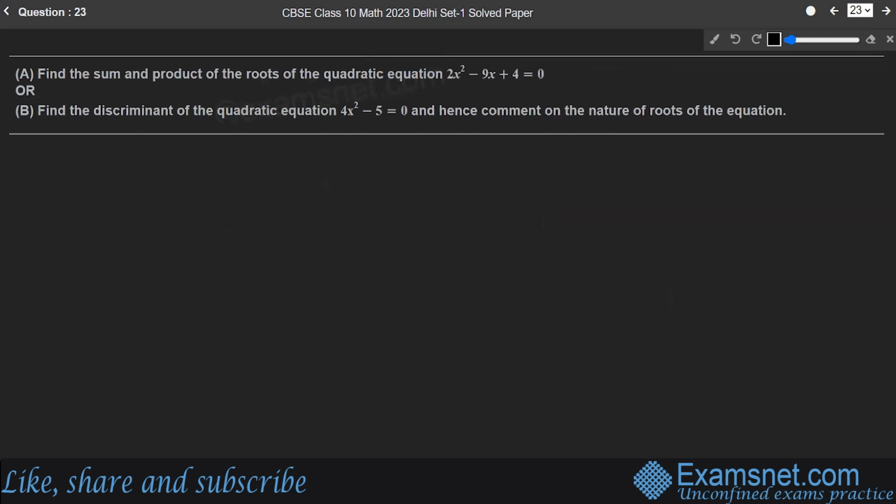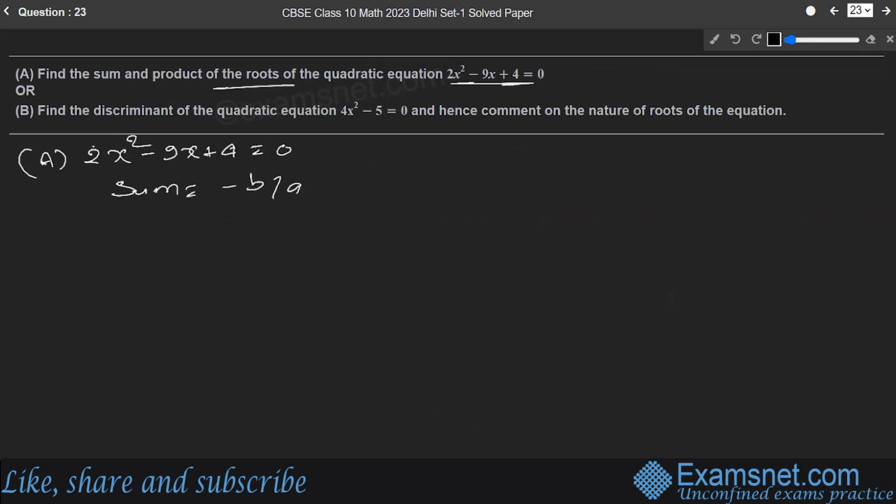Okay, the next question: find the sum and product of the roots of the quadratic equation. We have to find the sum and the product of the roots. The first part: the polynomial is written as 2x square minus 9x plus 4 is equal to 0. Sum of the roots is nothing but minus b by a. And what are a, b, c here?